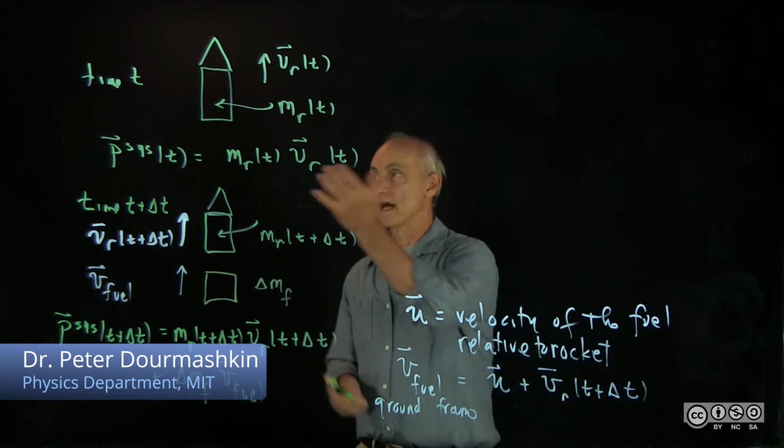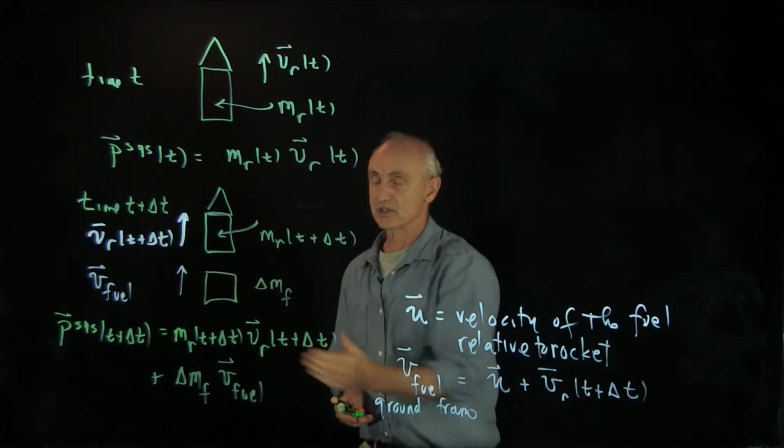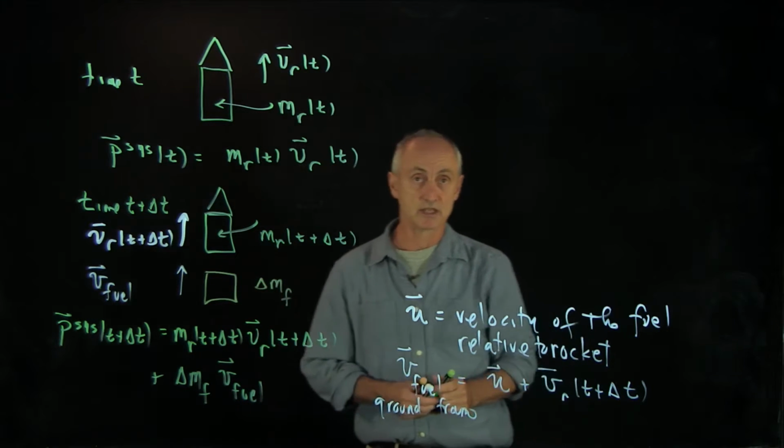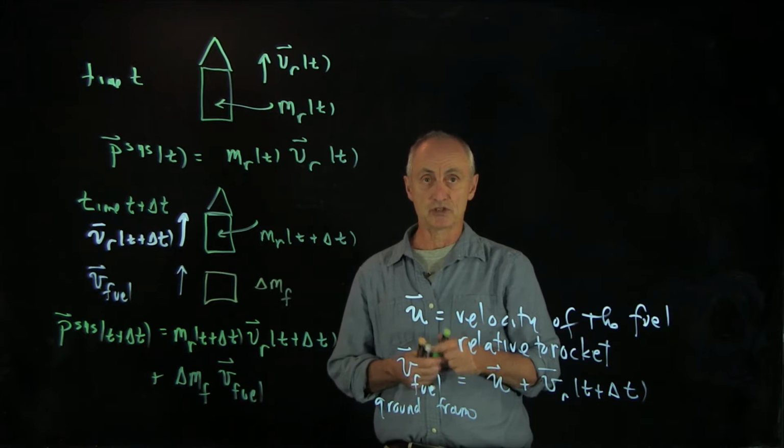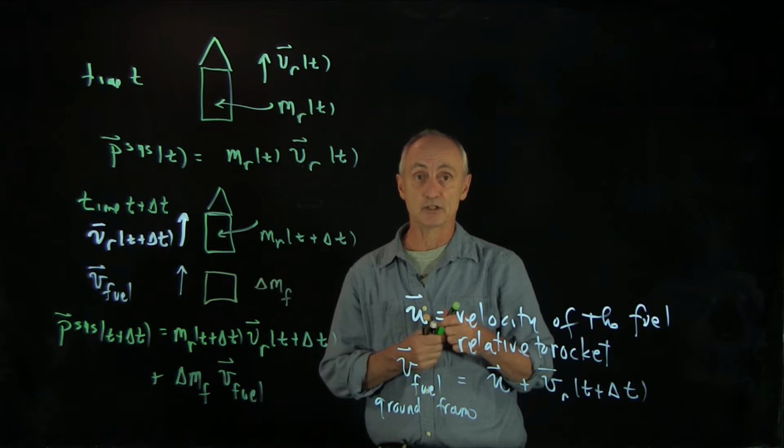So now we wrote down the momentum of the system of our rocket at time t and the momentum of the system of the rocket at time t plus delta t. Let's make some simplifications in our notation just to make our calculations a little easier to read.